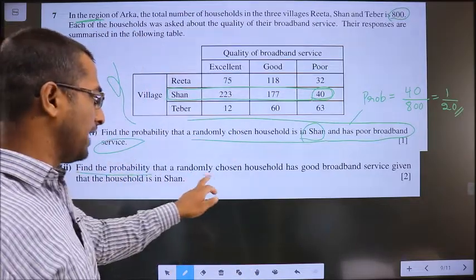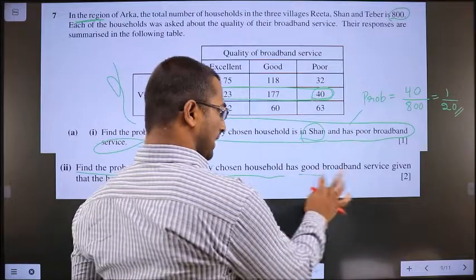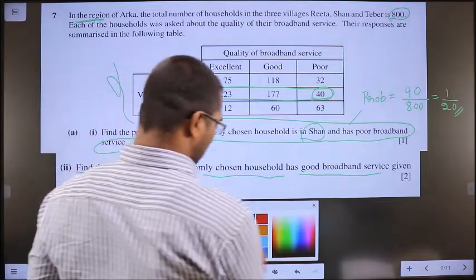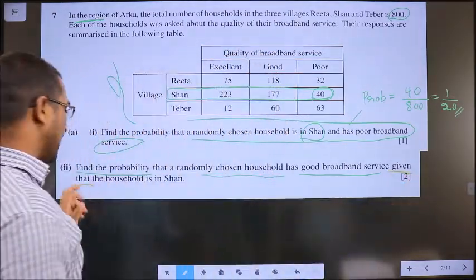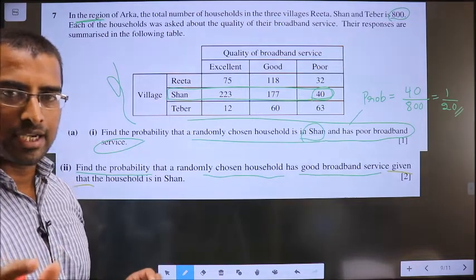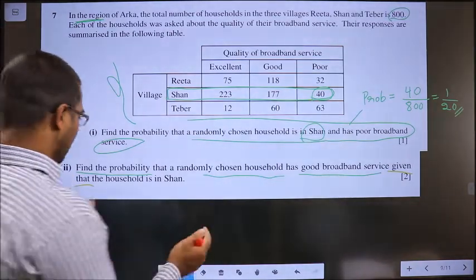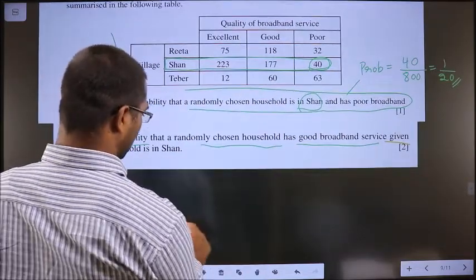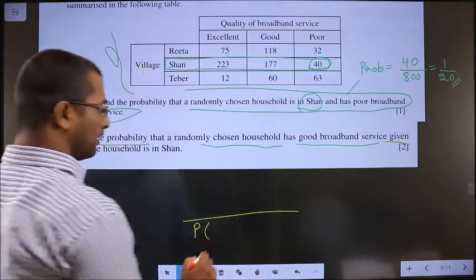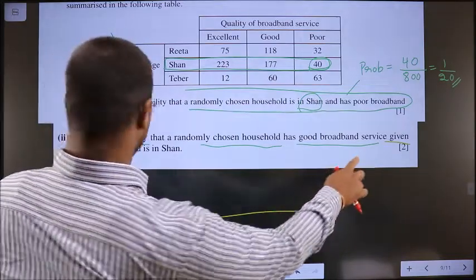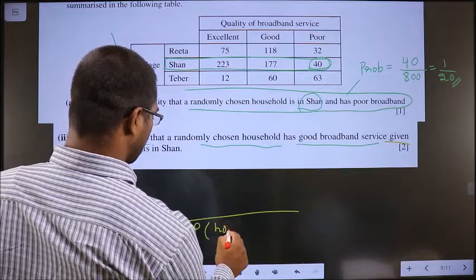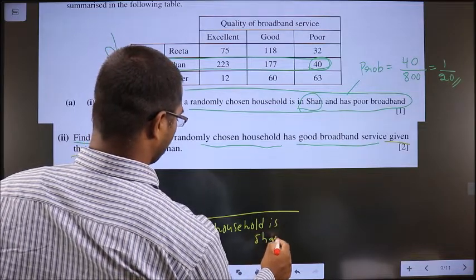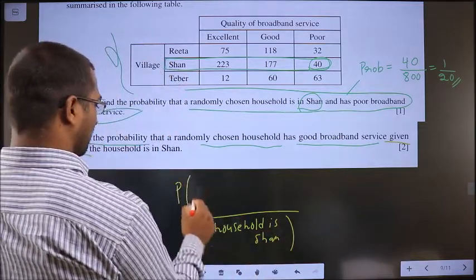Find the probability that a randomly chosen household has good broadband service given that the household is in Shan. Remember, whenever you come across the words "given that", it comes under conditional probability. The statement after "given that" you need to write in the denominator. What statement do you have after "given that"? The household is in Shan. And the numerator is a mixture of both.